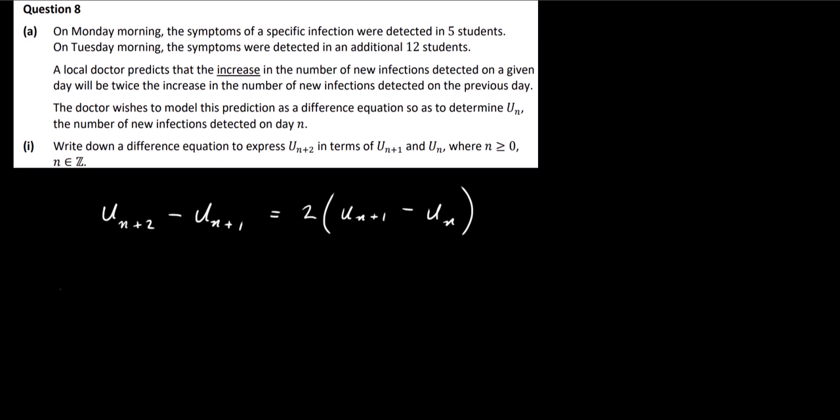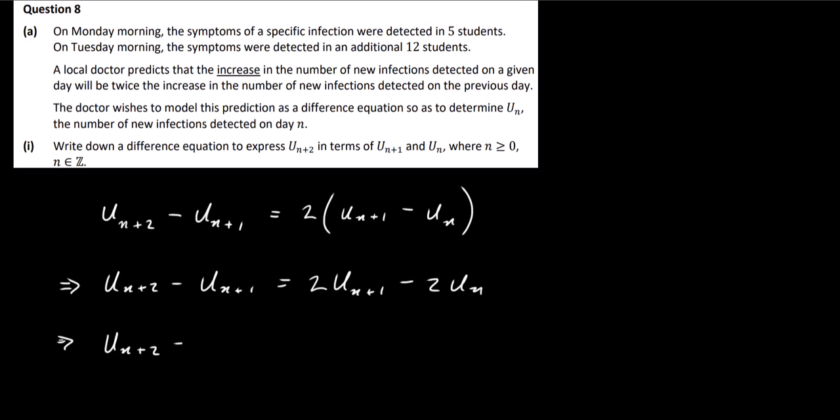So what we've got to do is simplify this a little bit. U_{n+2} minus U_{n+1} is equal to 2U_{n+1} minus 2U_n. Or if we just bring everything over to the left-hand side, we've got U_{n+2} minus 3U_{n+1} plus 2U_n is equal to 0. So this is our difference equation.